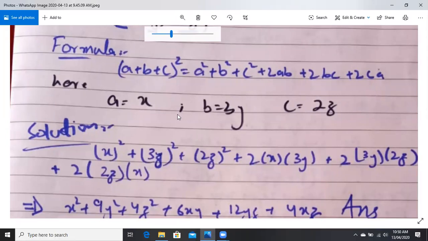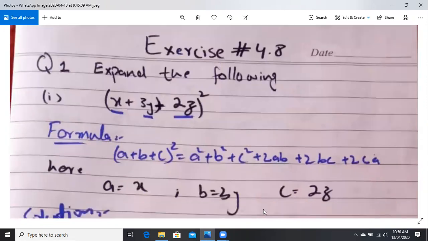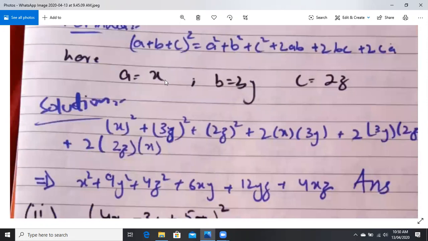so we have a question that expand the following, which is x plus 3y plus 2z whole square. So before solving, we must know the formula. The formula is a plus b plus c whole square equal to a square plus b square plus c square plus 2ab plus 2bc plus 2ca. So here we will put the values and get the answers.